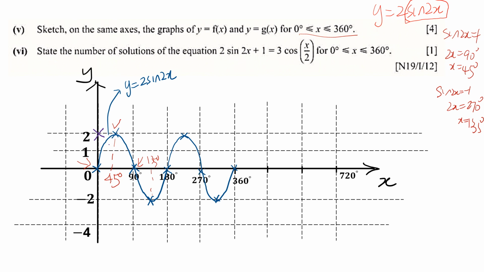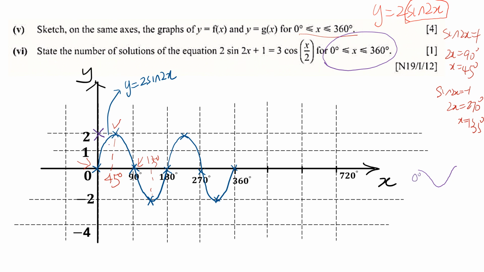So that is your y equals 2 sine 2x, right? Then how about g(x)? For g(x), we know that the period is 720. So 720 is one cycle. But because you're sketching it only up to 360, it's half a cycle. Your full cycle will look like this.